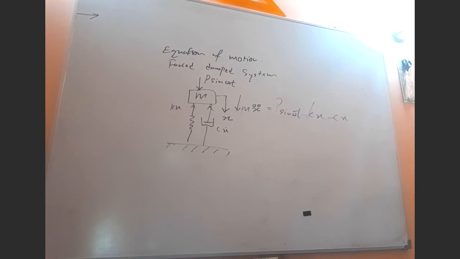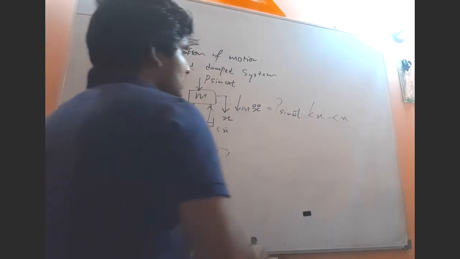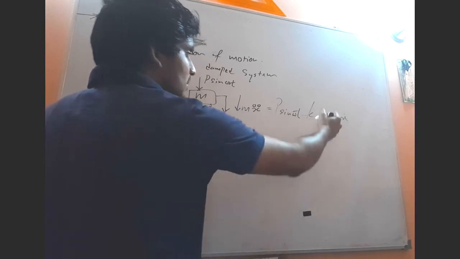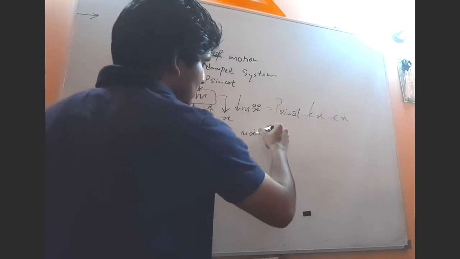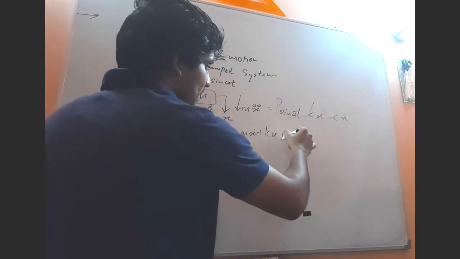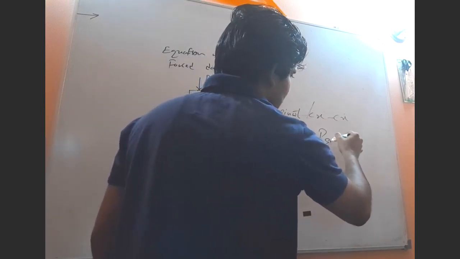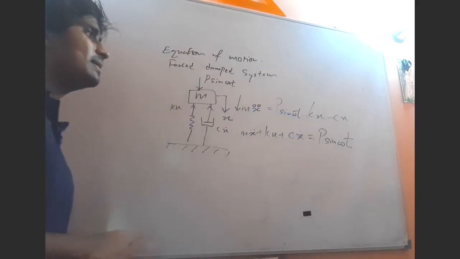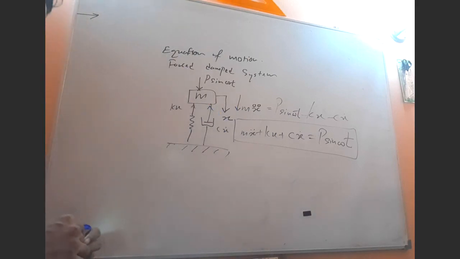You got it? Now we can obtain a very nice equation: m x double dot, take the minus kx to the left hand side, plus kx plus c x dot equals P sine omega t. So that is how you should write the equation of motion for this type of system.